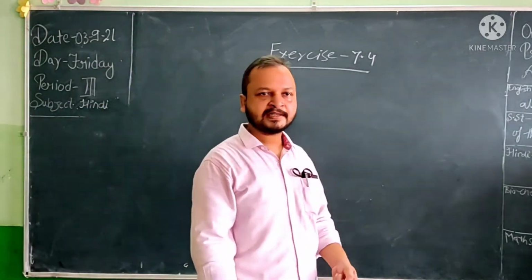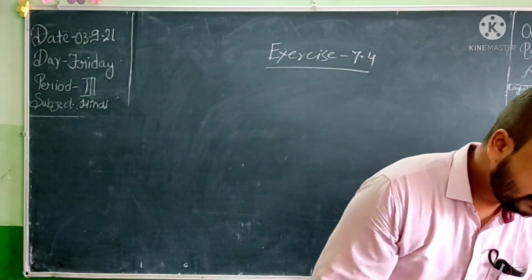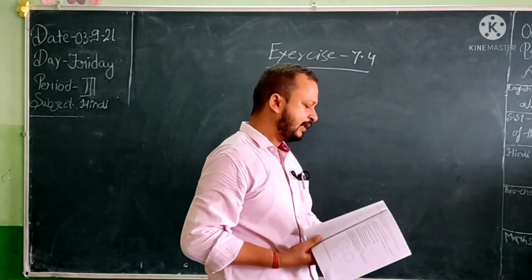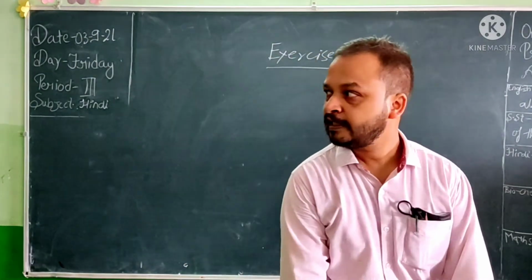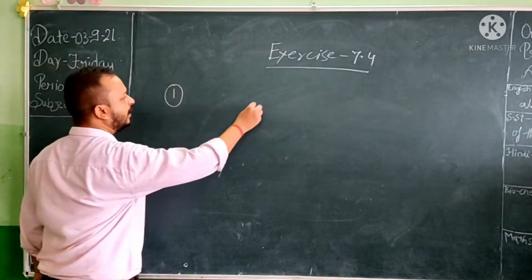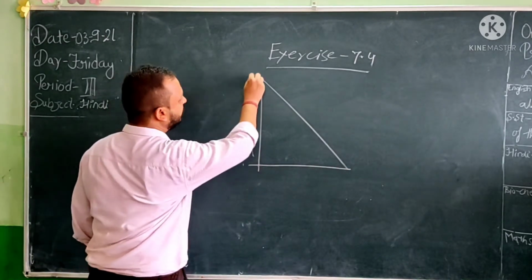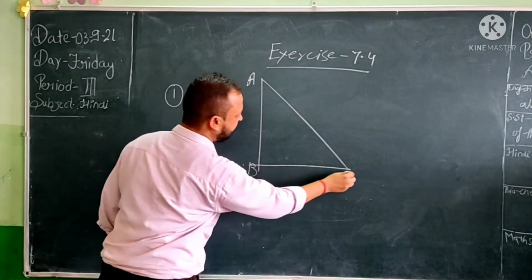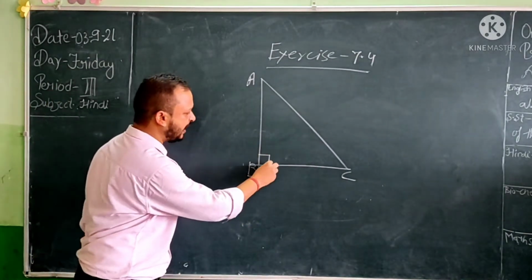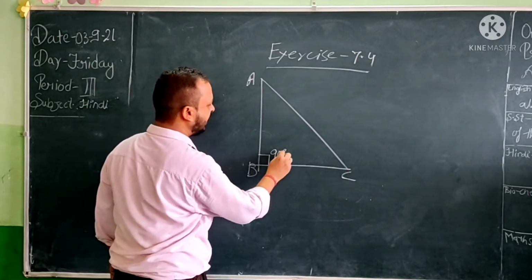So we are going to start exercise 7.4. Now the first question is, show that in a right angled triangle the hypotenuse is the longest side. So here we are talking about a right angled triangle ABC, and this is a right angle at B. It means this angle is 90 degrees.